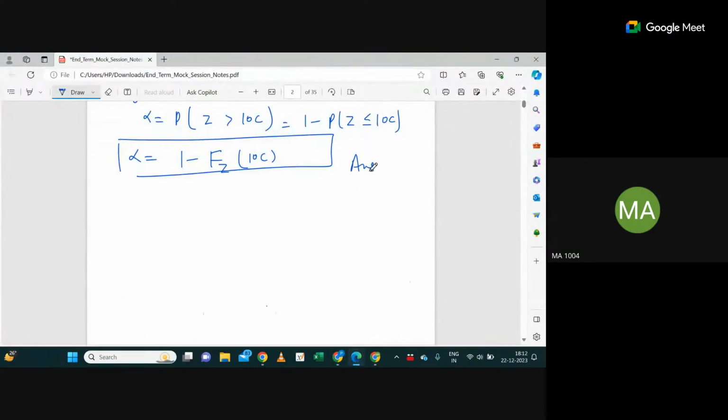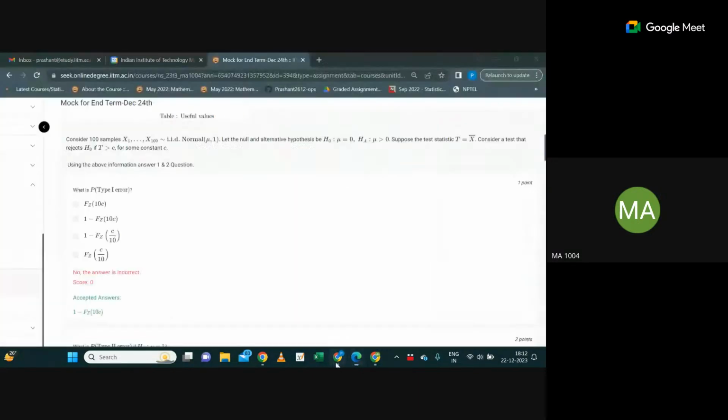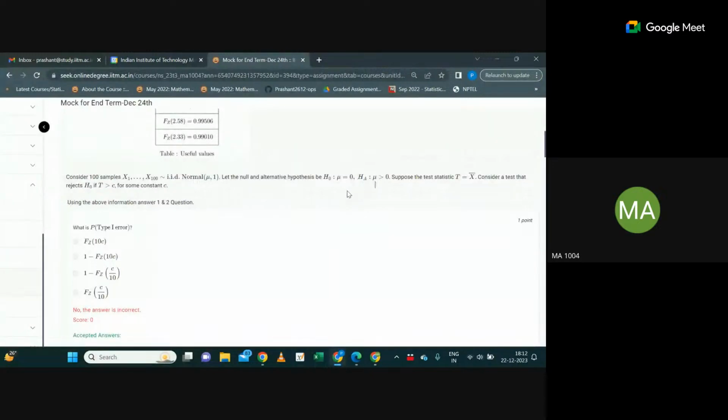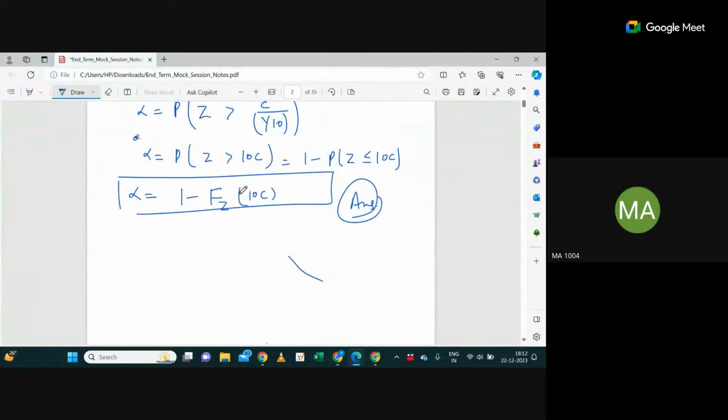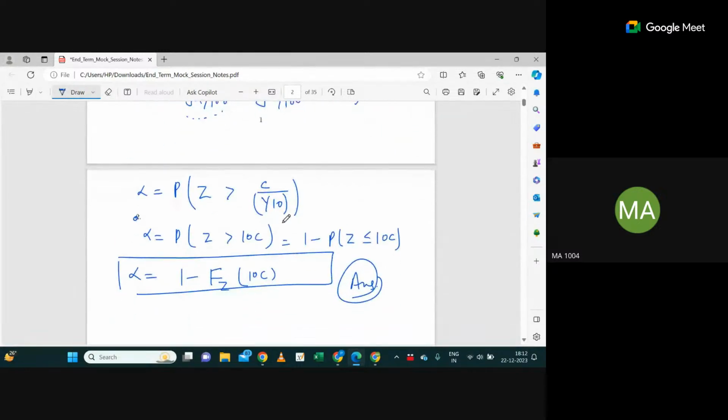Now, according to your query, Biplav, suppose mu is defined as mu is less than 0. Just assume that, then this sign will be less than, and at this place you will get probability Z less than c, which is nothing but Fz of 10c. That's all. This will be the answer if a left tail test is there. Got it?